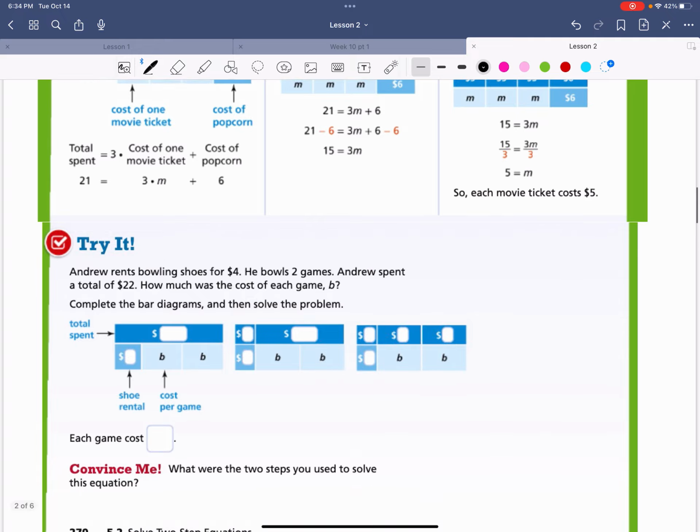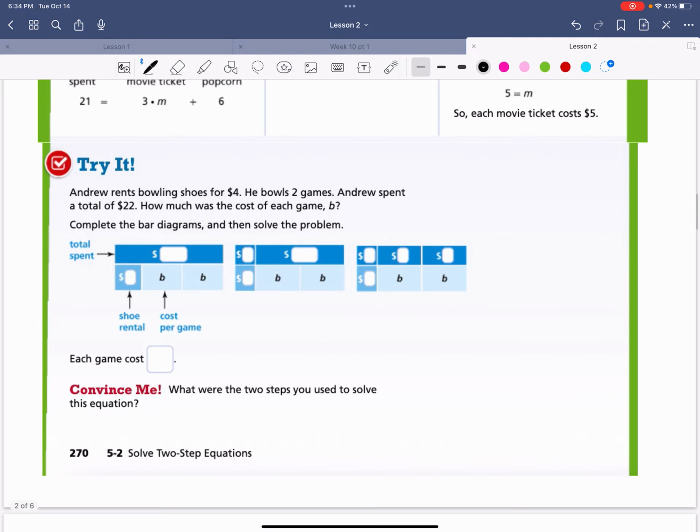We're going to go ahead and skip ahead to the first try it at the bottom of the page. It says, Andrew rents bowling shoes for $4. He bowls 2 games, and he spent a total of $22. How much was the cost of each game? So, we know B is going to represent the cost of each game.